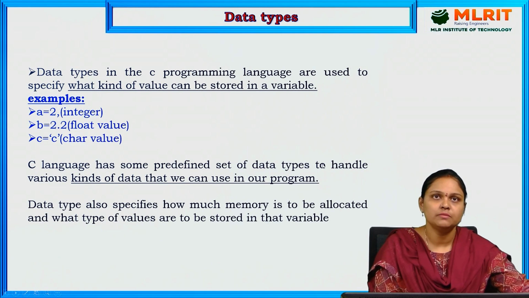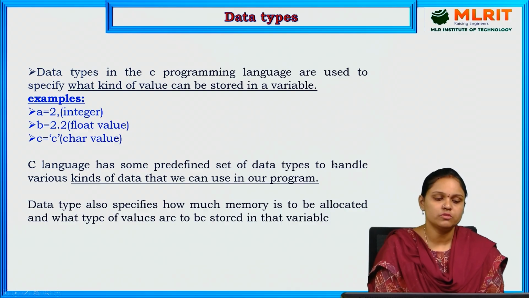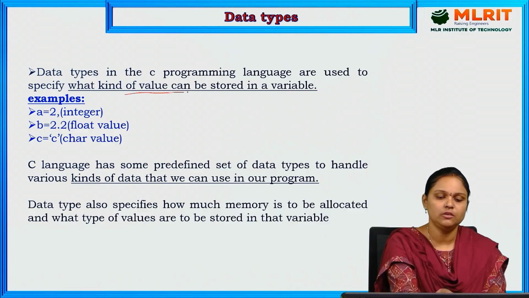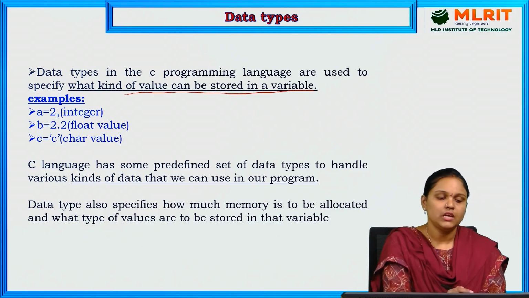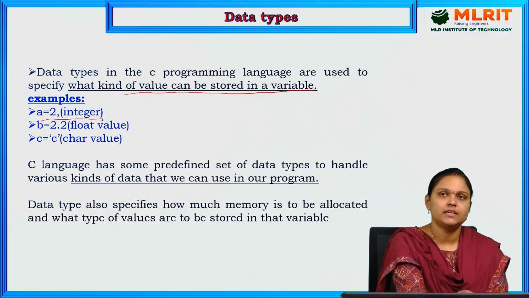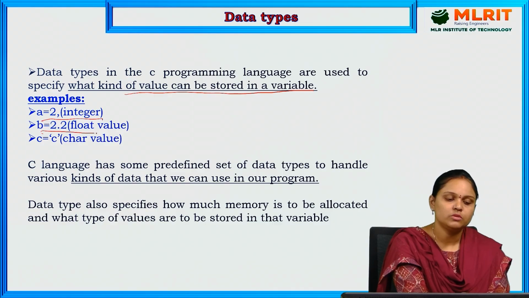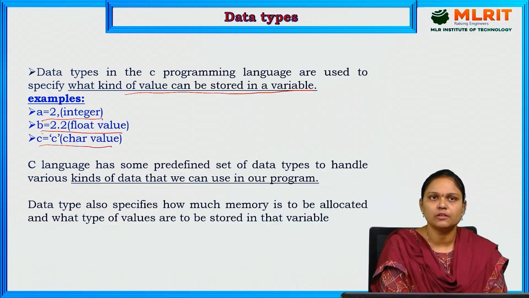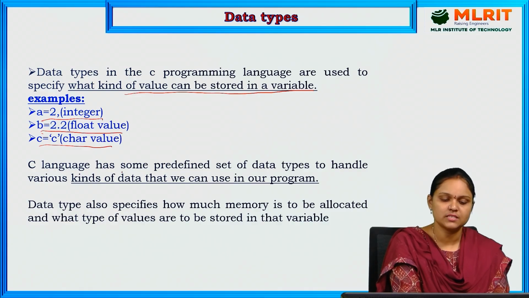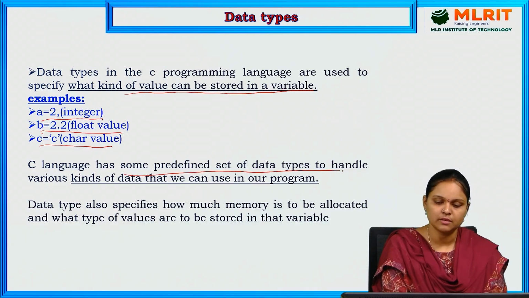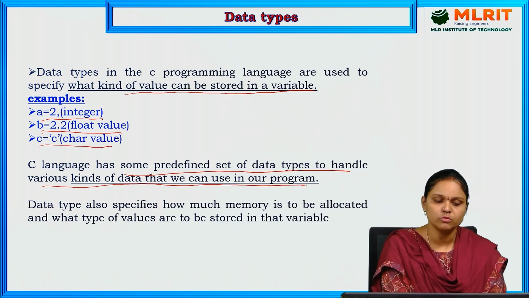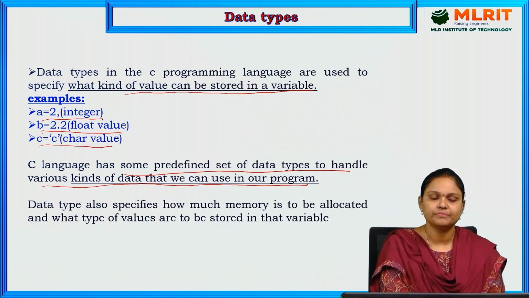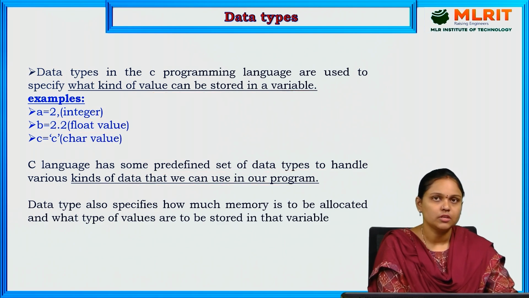The data types in C are used to specify what kind of value can be stored in a variable. For example, a = 2 is an integer data type. b = 2.2 is a float value. c = 'c' is a character value. So the C language has a predefined set of data types to handle various kinds of data that we can use in our program.